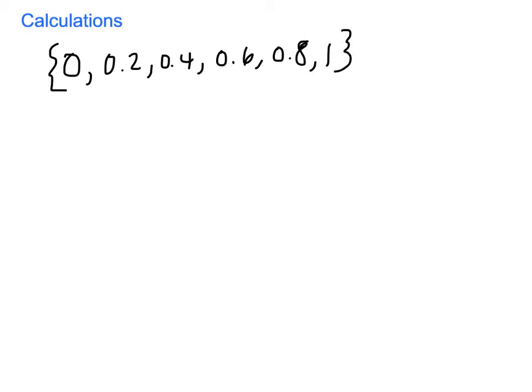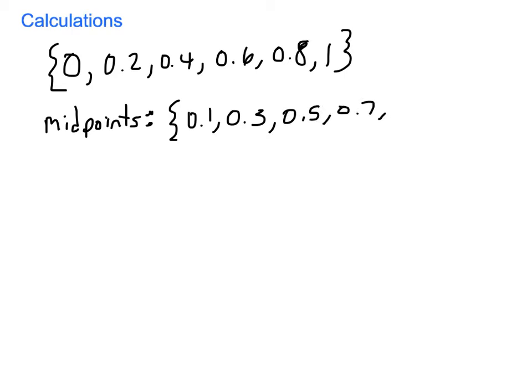So let's get back to those calculations. Our subintervals, remember, were from 0 to 0.2, from 0.2 to 0.4, from 0.4 to 0.6, 0.6 to 0.8, and from 0.8 to 1. So those are our subintervals, and from there we chose representative values, the midpoints. Our midpoints were 0.1, 0.3, 0.5, 0.7, and 0.9.